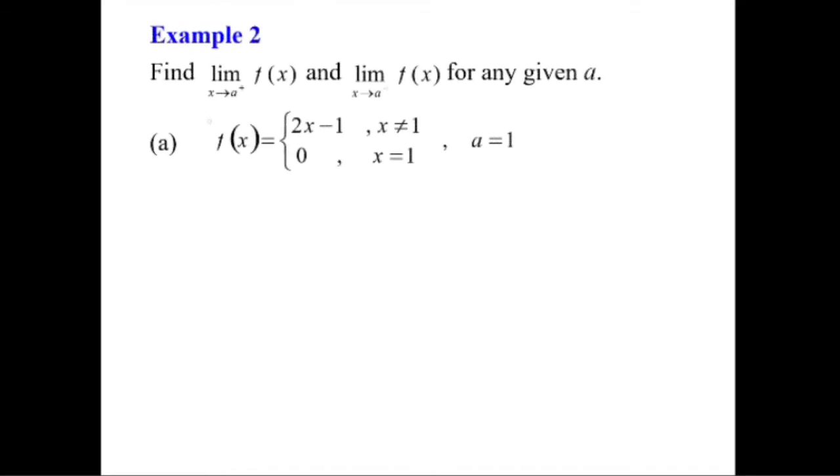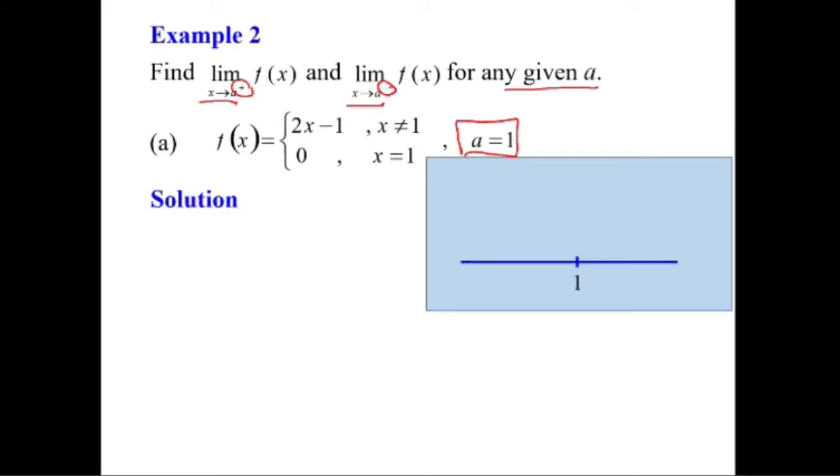Example 2. Find the limit of f(x) as x approaches a from the right side and the limit of f(x) as x approaches a from the left side, for any given a. In A, our a is 1. So this means we want to find the limit as x approaches 1 from the right and also from the left of function f. Remember, start by drawing your number line, because this helps you determine the function that we will choose for the left side and the right side of the limit.